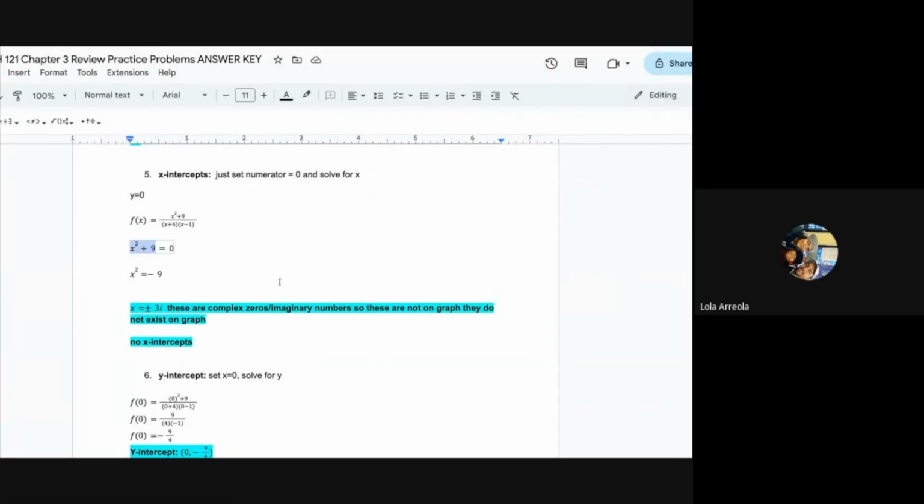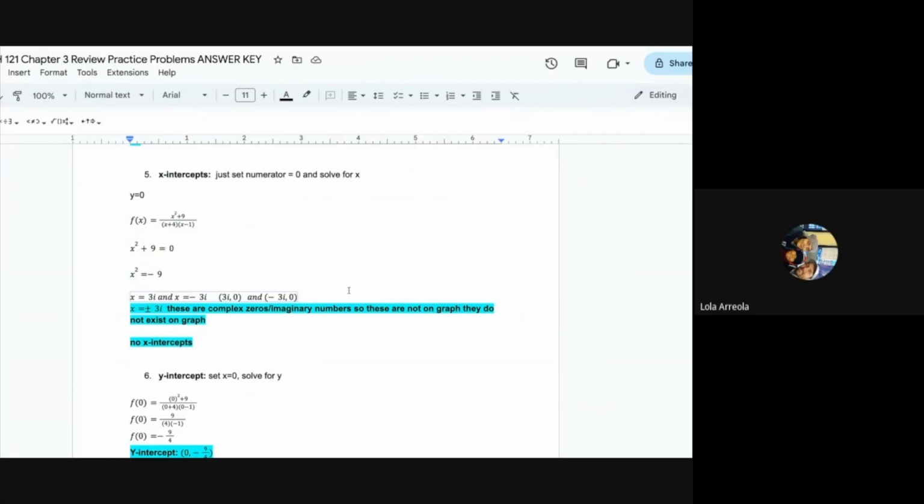So do I have any x-intercepts in this scenario? If my only two x values are x equals 3i and x equals -3i, are these going to be x-intercepts? Can I possibly make these as points? Are these graphable points if they have i involved? No, because they're imaginary. So I do not have x-intercepts. Why? Because these are complex zeros. So no x-intercepts for this problem exist on my graph.